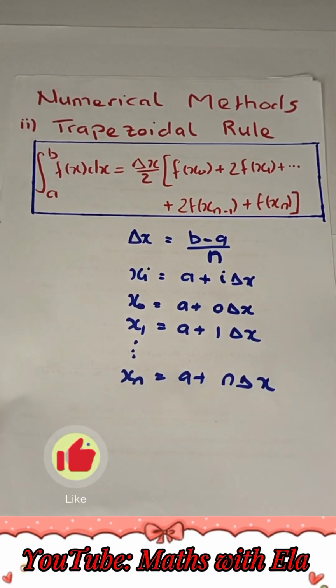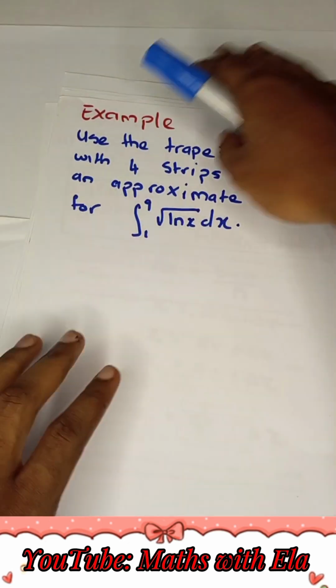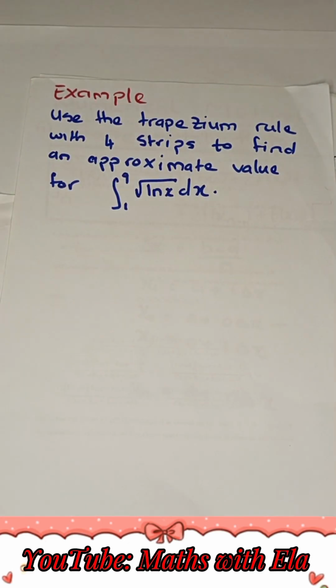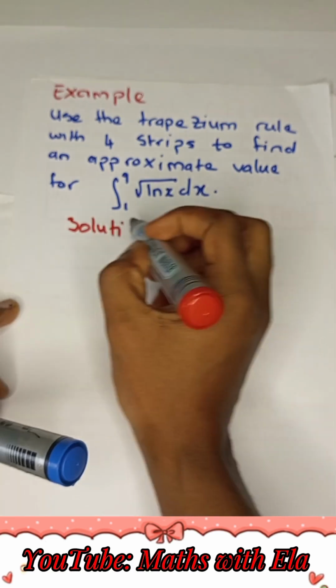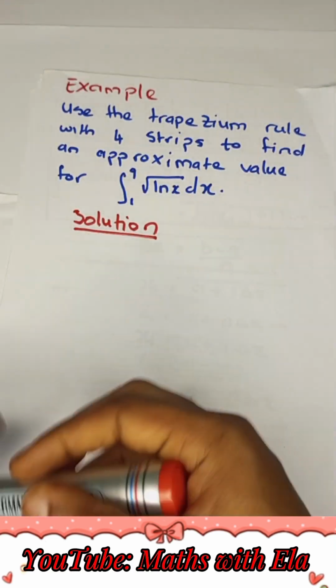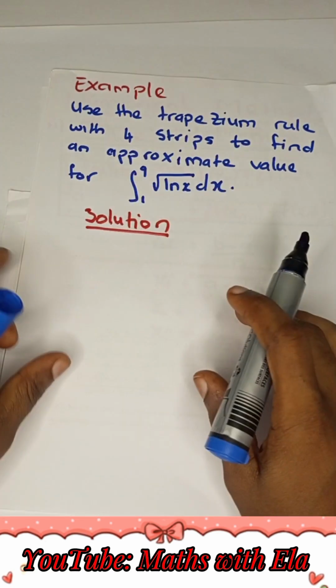Now let us illustrate this using an example. Use the trapezium rule with 4 stripes to find an approximate value for the integral from 1 to 9 of the square root of ln x dx. So let us approximate this integral using the trapezoidal rule or the trapezium rule. As I mentioned earlier, some books will have the trapezium rule and others will have the trapezoidal rule, but they are the same.